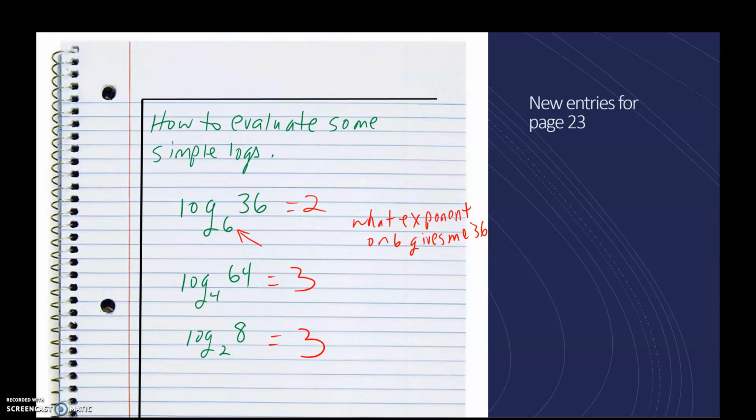You look at the base and you go, what could I put on the base as an exponent that's going to make it equal that middle number? So we do these with some simple numbers like this. The answer is almost always going to be something like 2 or 3. They're usually small because we're doing it in our head.